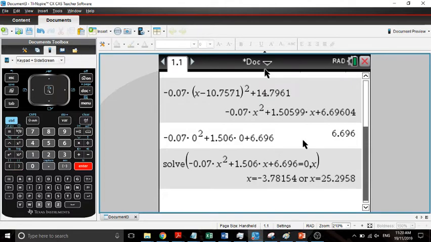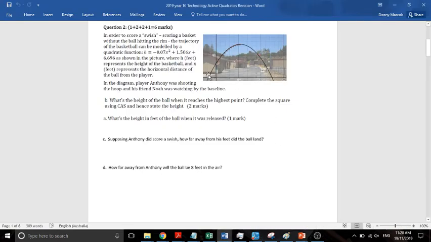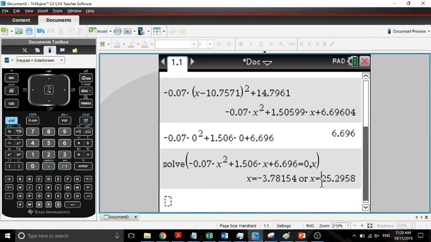And it gives me two values. It tells me it happens at negative 3.78154 or at 25.29. Now, one of these is real, the other is not. Or sorry, one of these can actually happen. So we've got one here at negative 3, the other one here at 25. Which one's going to be the correct one? Well, it's got to be 25 because he has thrown it from where x equals 0. So this is our answer, 25, you might say 25.3 feet away.